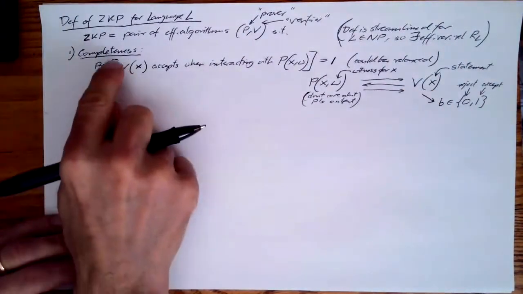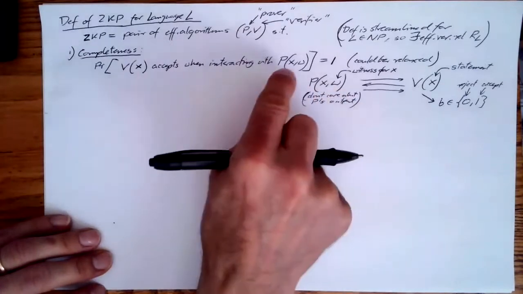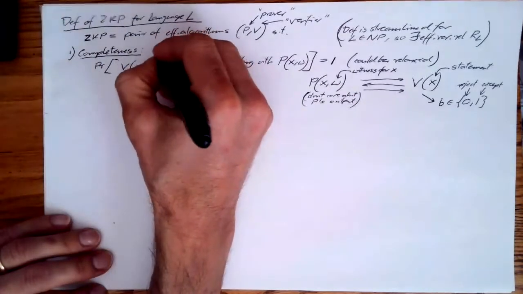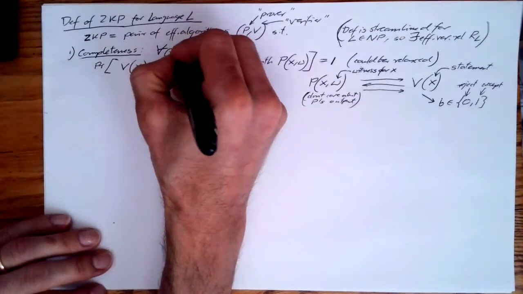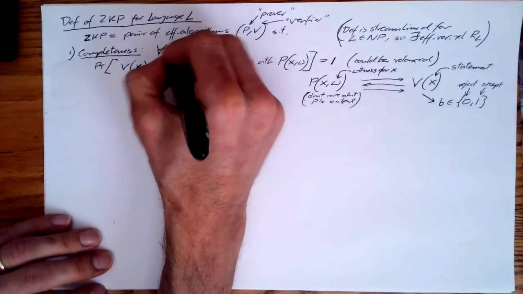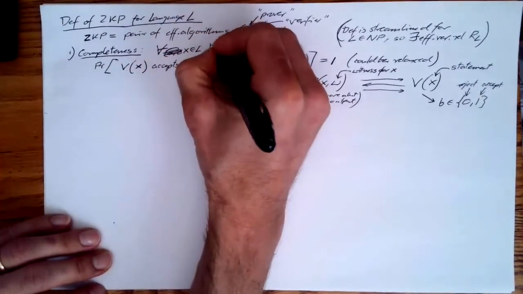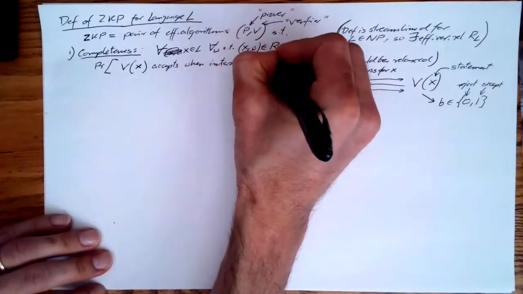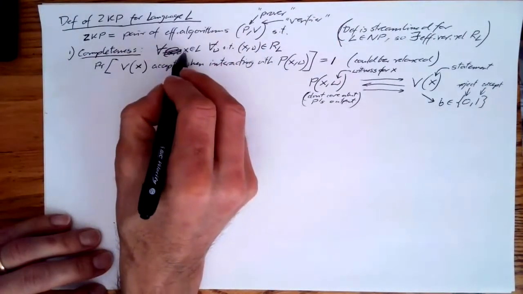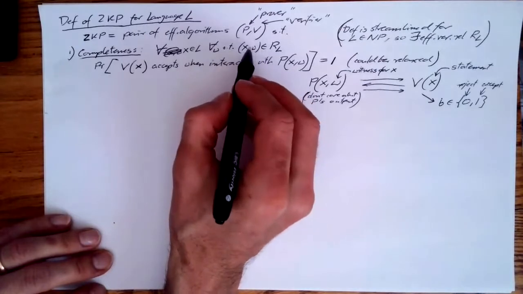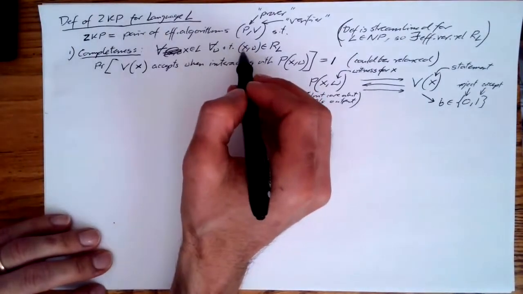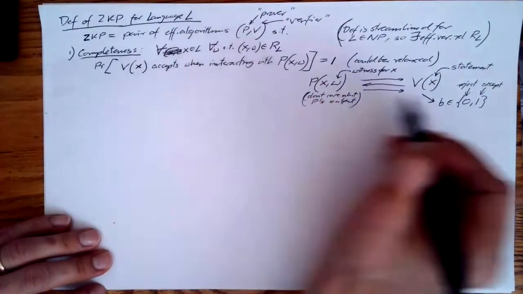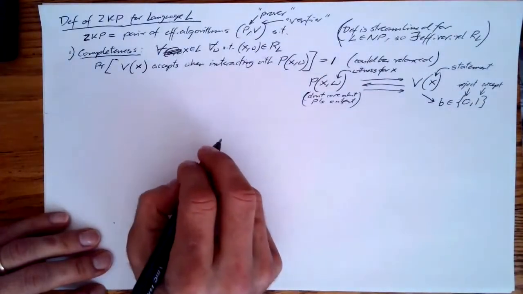Completeness asks that this always succeeds. So completeness is that for every X in the language, and for every W such that (X, W) is in the relation, so for every statement in the language and for every witness that witnesses the fact that X is in the language, this goes through. So the verifier always outputs an accept bit.